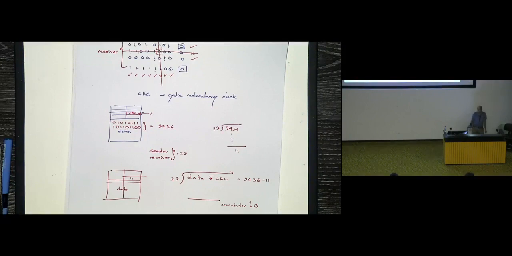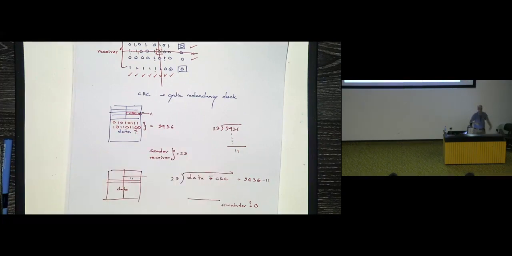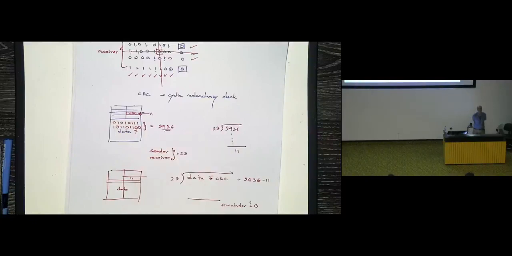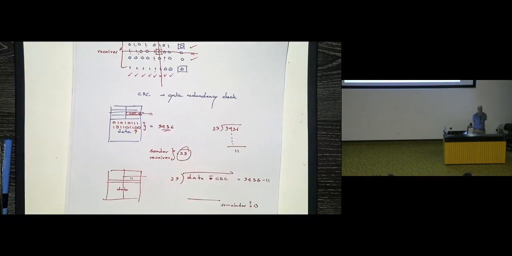And the whole idea is that if any of these bits is changed during transmission, or a sequence of bits is changed during transmission, this value would change. And so when we divide by this number, the remainder will not come out to be 0. So at the sending side, I have the number and I have the remainder. If you subtract the remainder from this and divide by 29, of course the remainder should be 0.